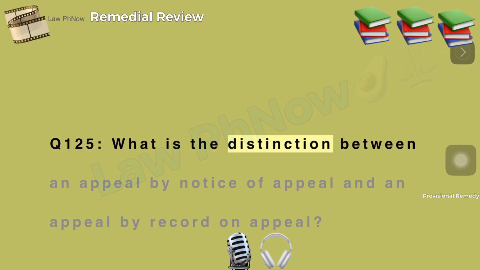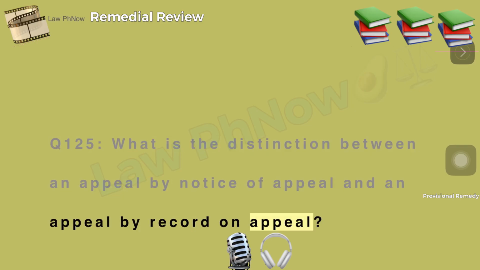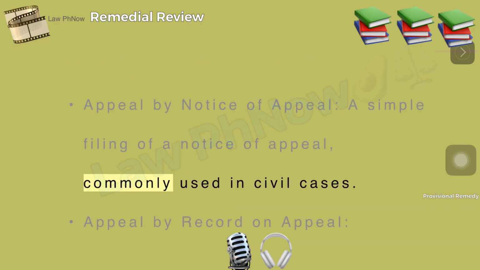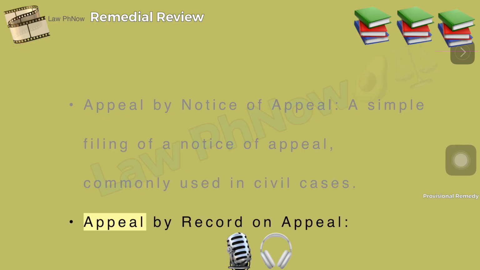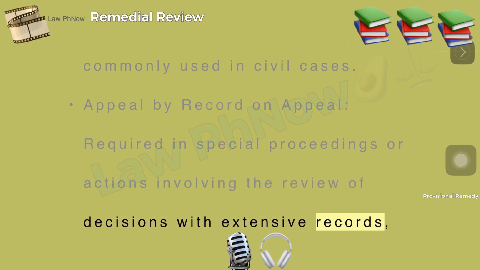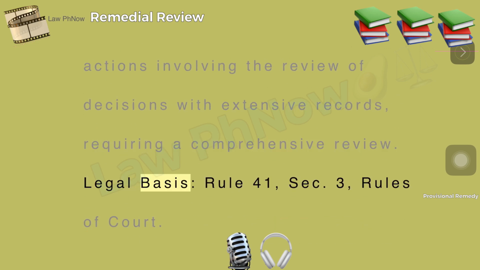Q125. What is the distinction between an appeal by notice of appeal and an appeal by record on appeal? A. Appeal by notice of appeal, a simple filing of a notice of appeal, commonly used in civil cases. Appeal by record on appeal, required in special proceedings or actions involving the review of decisions with extensive records, requiring a comprehensive review. Legal basis, Rule 41, Section 3, Rules of Court.